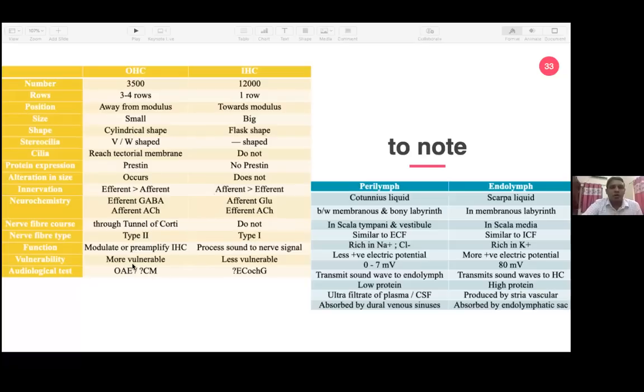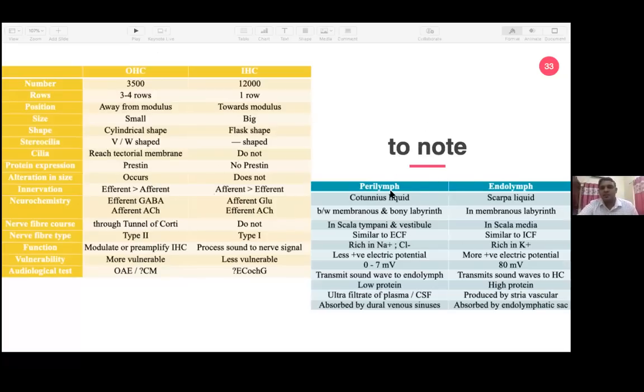And a small thing of clinical importance: when you have to know the function of outer hair cells, otoacoustic emissions or cochlear microphonics will tell something about the function of the outer hair cells. Inner hair cell function, once again, can be identified by electrocochleography. So these are the differences between outer and inner hair cells, which one can note down for the sake of postgraduate viva or theory.